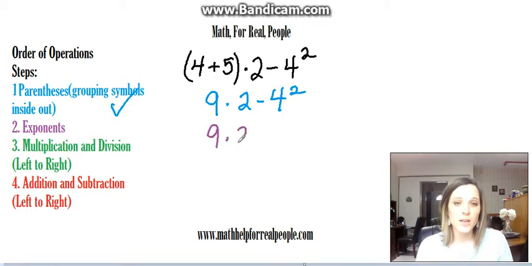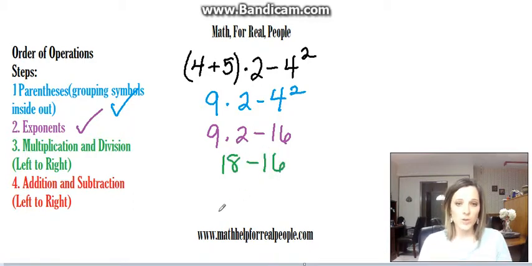Write everything else down, even the symbols, the addition and subtraction in between, the operations. 4 squared means 4 times 4, which is 16. And exponents are done. Then multiplication from left to right. Well, there's only one multiplication, so we do that first. 9 times 2 is 18.